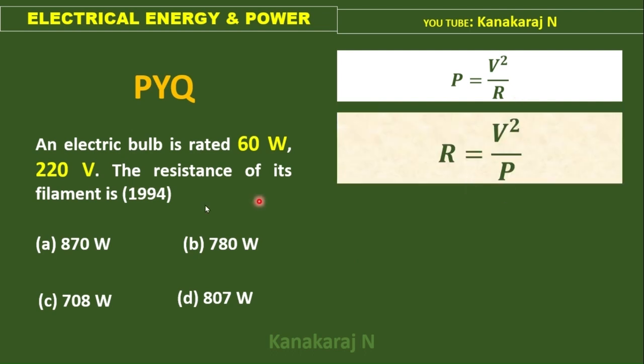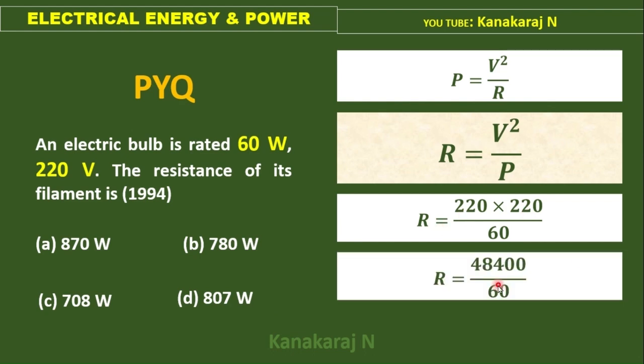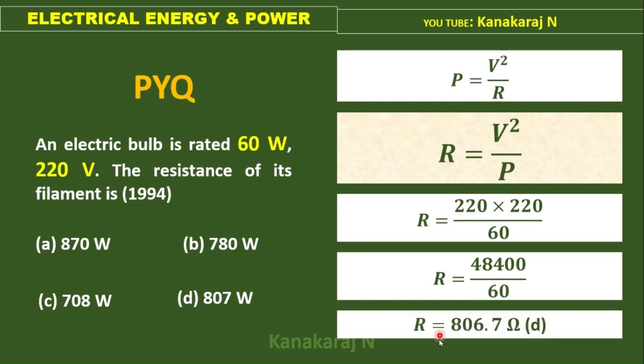The value of V is 220 volt. The value of P is 60 watt. Let us substitute this and we have R equals 220 multiplied by 220 divided by 60. On simplifying, we get 484 multiplied by 100 divided by 60. So the final answer is 806.7 ohms. The option D is correct.